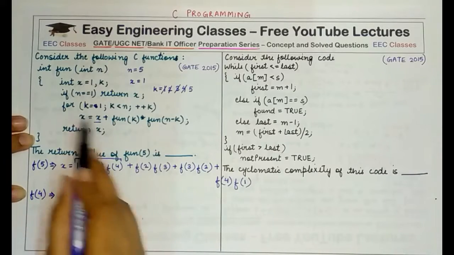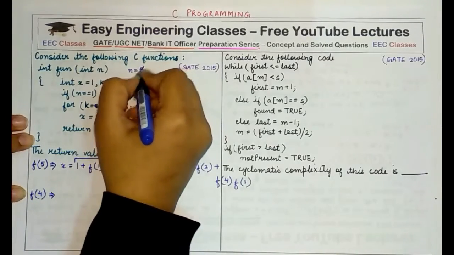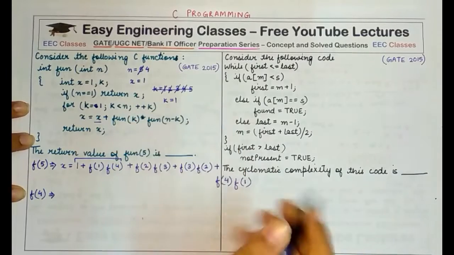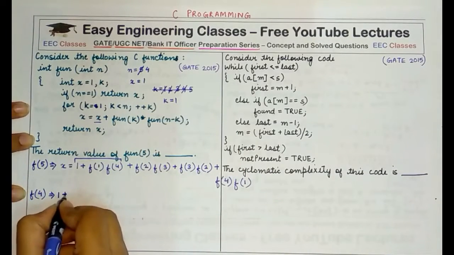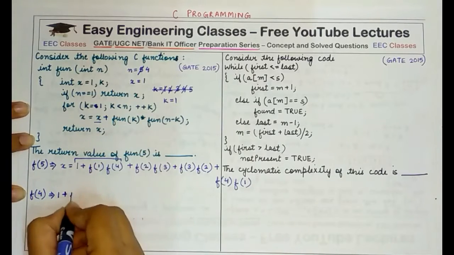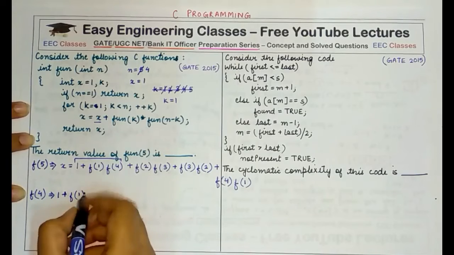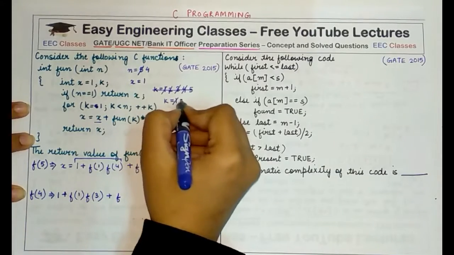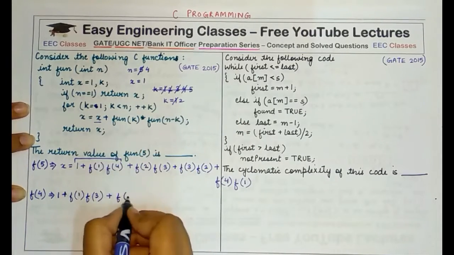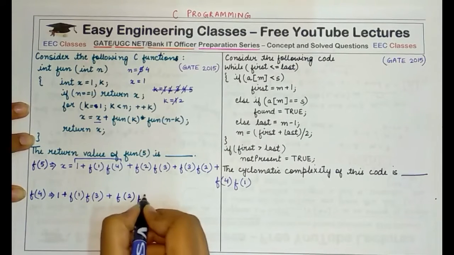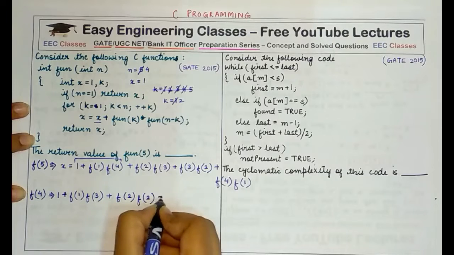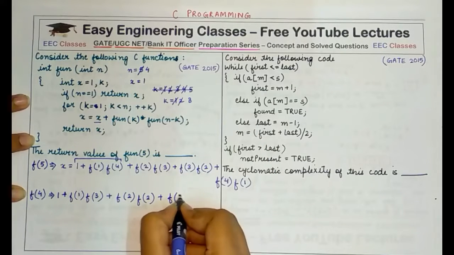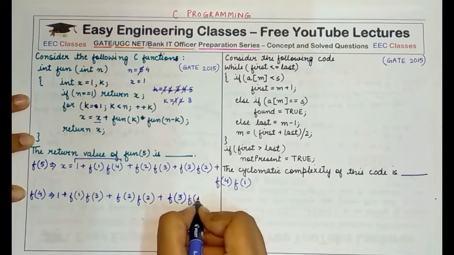See, when we call f of 4, n would now become 4, x is again 1, we initialize k to 1. Alright, so what would happen? 1 plus f of 1 multiplied by f of 4 minus 1, which is f of 3. Then when k becomes 2, the recursive call would be made for f of 2 multiplied by 4 minus 2, which is again f of 2, plus then the last value in this for loop would be k equal to 3. So this would be f of k, which is f of 3 multiplied by f of 1.